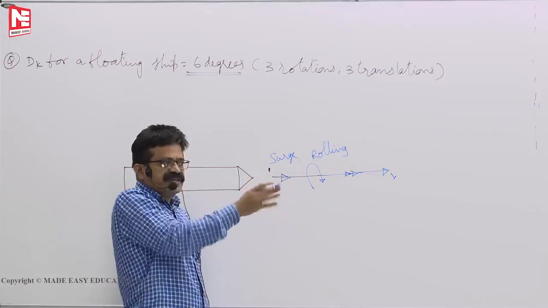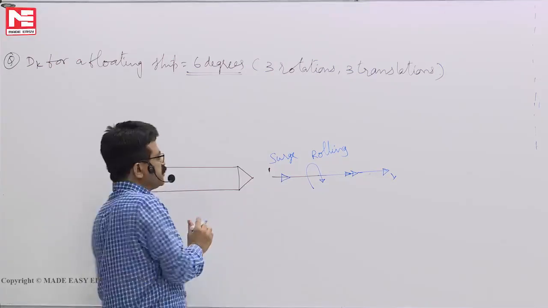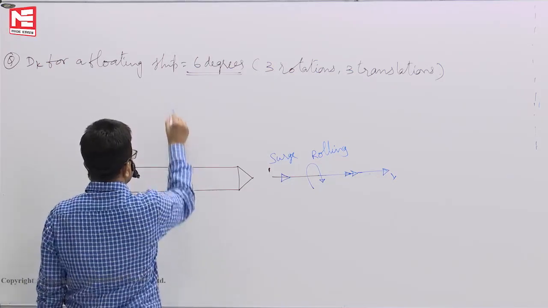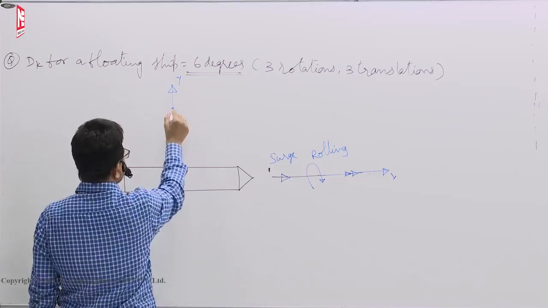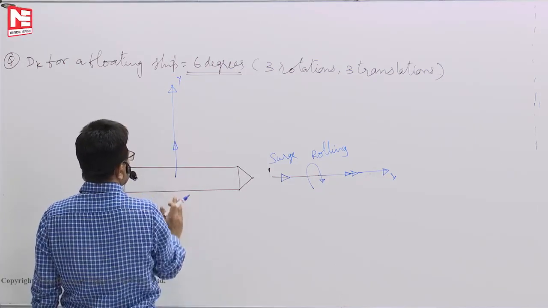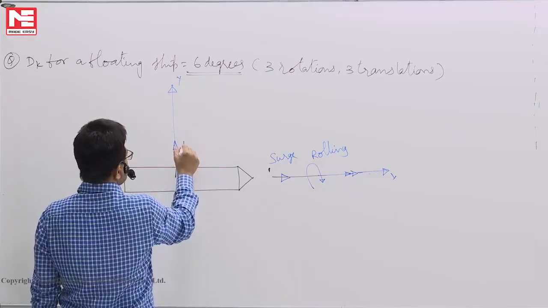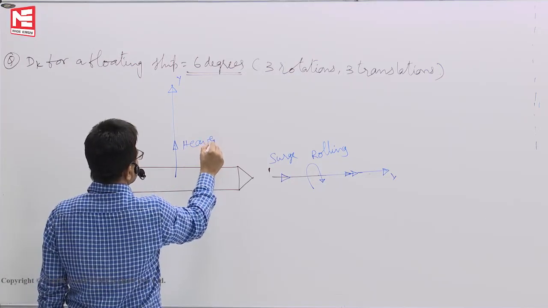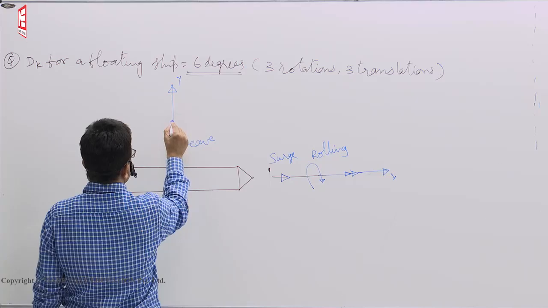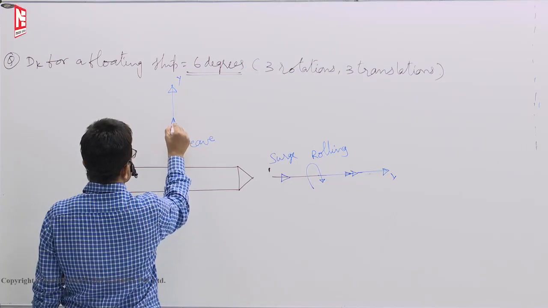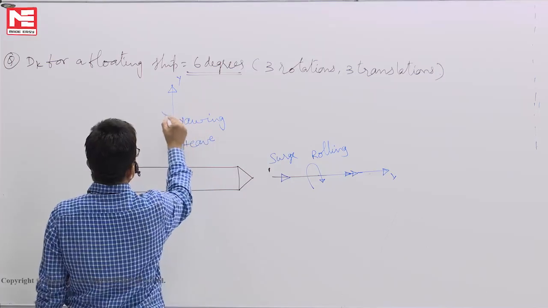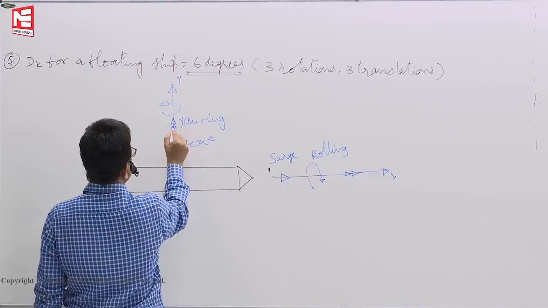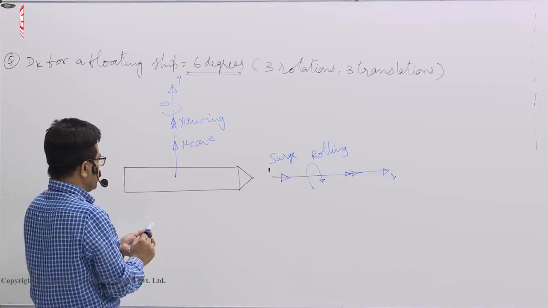Such about that axis, if it rotates, that is rolling. Then the y direction, let us say up and down. This translation, up and down in the y direction, if it moves, is called heave. If it rotates about this one, like this, it is called yawing. That means it rotates either this way; I can show with a double arrow, yawing.